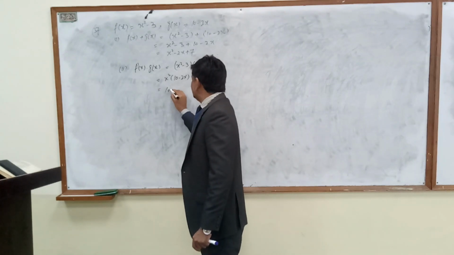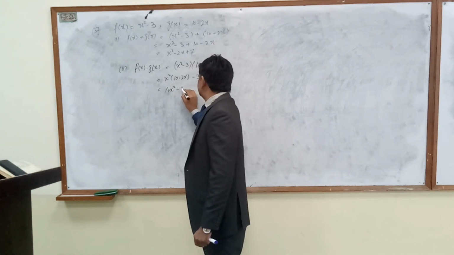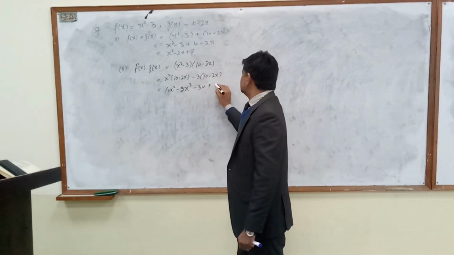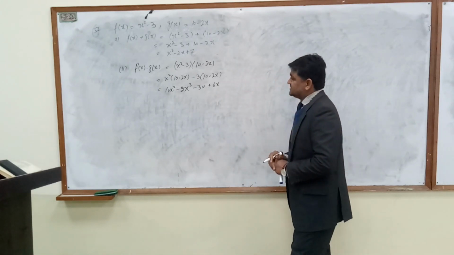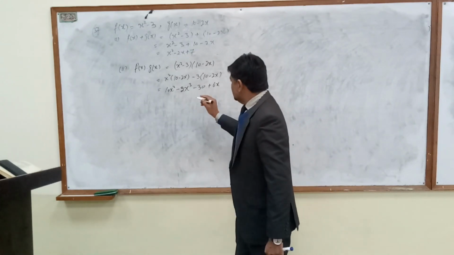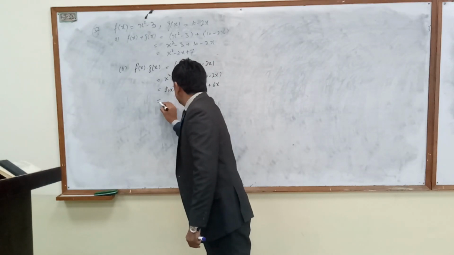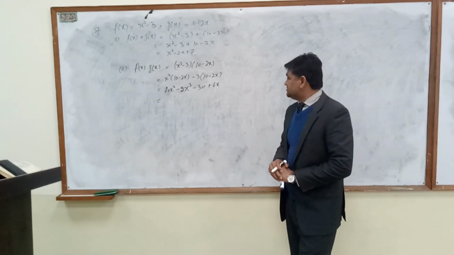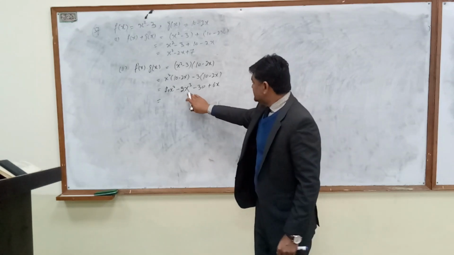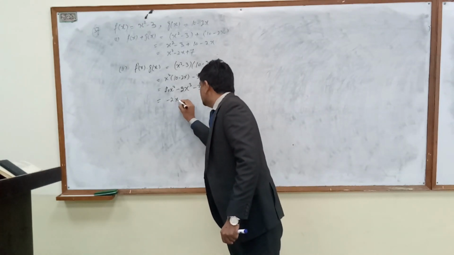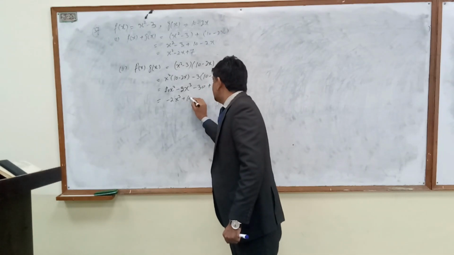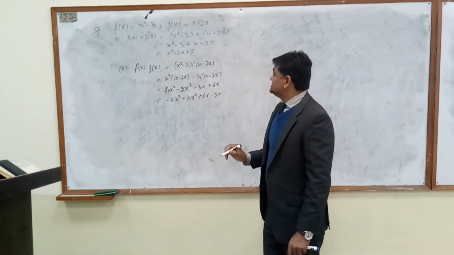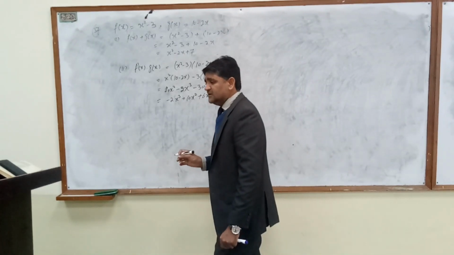So here is 10x square minus 2x cube minus 30 plus 6x. Here we can simplify, starting from the highest power to the lowest power or constant. So the highest power is cube: minus 2x cube plus 10x square plus 6x minus 30. That is the simplest form.